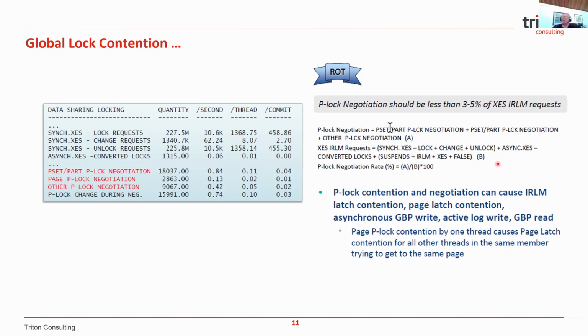Then you have the page P lock negotiation, which is the key point, which is to do with row level locking, the space maps, and the index leaf pages. So here you can see where they are negotiations. Is it at the page set partition level? Is it at the page level? Or is it something else?